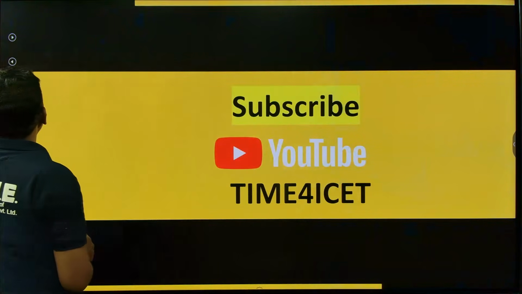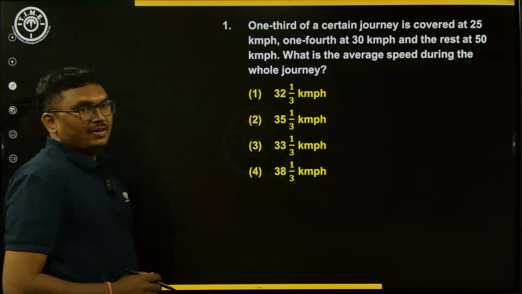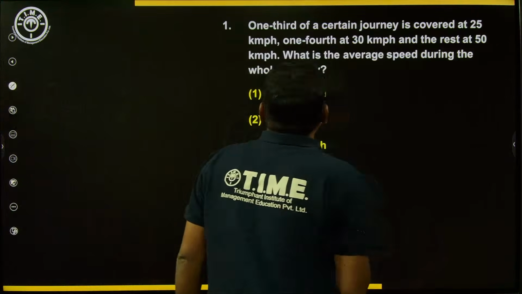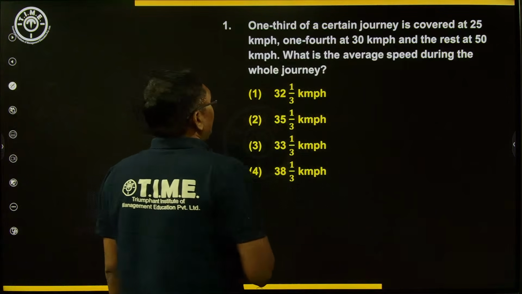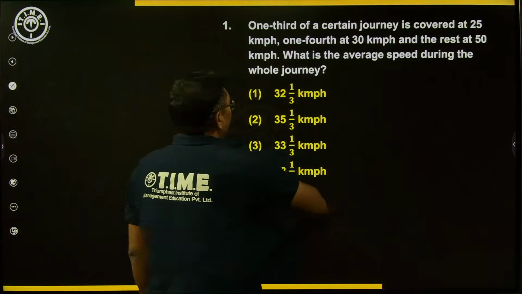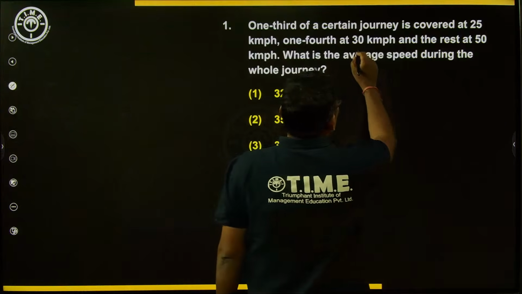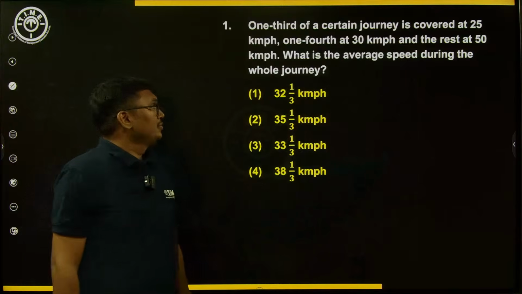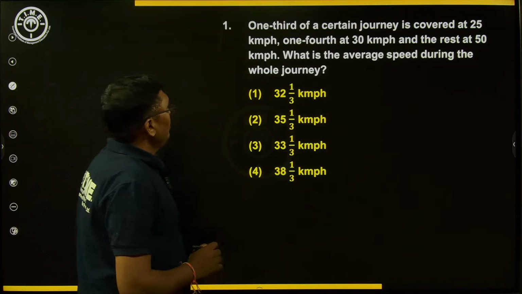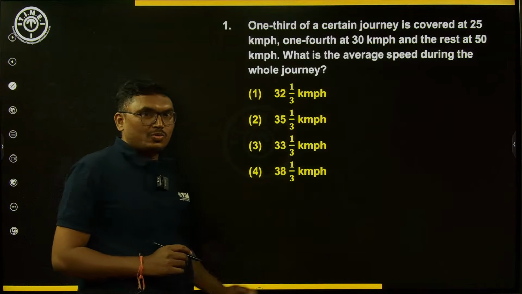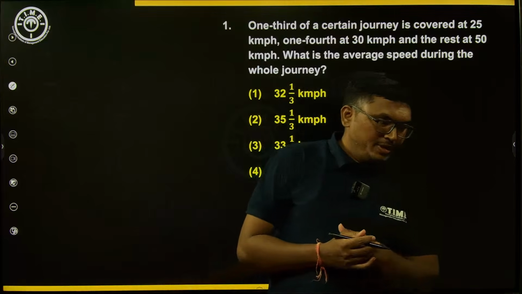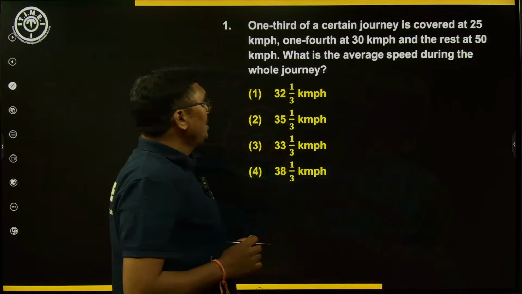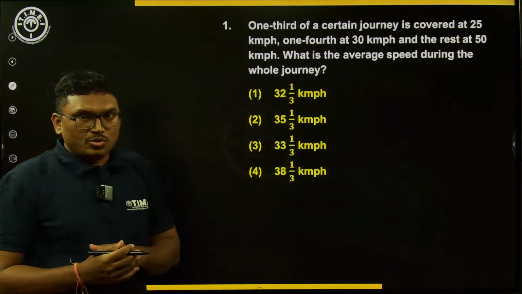Okay, next. Let us see the first question. One third of a certain journey is covered at 25 kmph and one fourth at 30 kmph and the rest at 15 kmph. What is the average speed during the whole journey? Here we have to find the average speed. Average speed is given by total distance by total time.